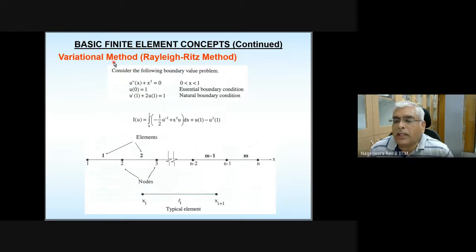Let me once again summarize what you have done in classical methods. If it is the Galerkin method, given the differential equation, you multiply with the weight function and integrate over the problem domain. If it is the modified Galerkin method, you apply integration by parts and simplify. All that is the same, even for the finite element method.